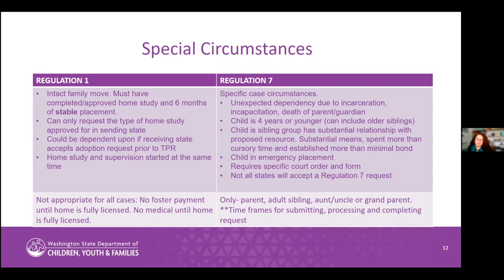Trying to think of anything else about Reg 7s. Shannon? The placement resource can only be a parent, adult sibling, aunt, uncle, or grandparent. It can't be the greats or a cousin, anybody out of that placement category.